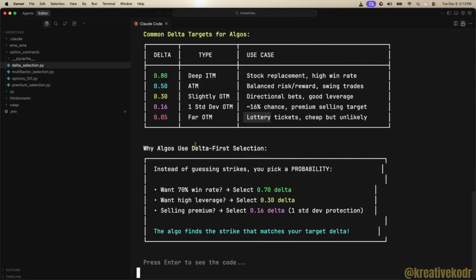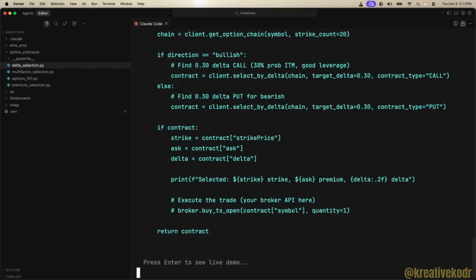So why do algos use delta-first selection? Instead of guessing which strikes we're going to pick, we base it on probability. Want a win rate of 70%? We're going to select a delta of 0.70. We want high leverage, we're going to select a delta of 0.30. We're selling premium, we're going to select a delta of 0.16, one standard deviation for protection. The algo finds the strike that matches our target delta.